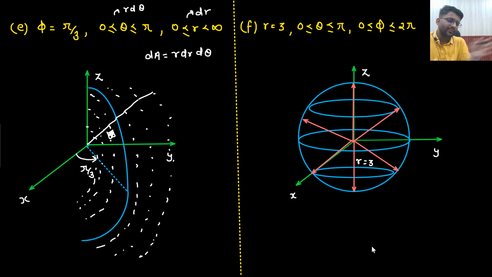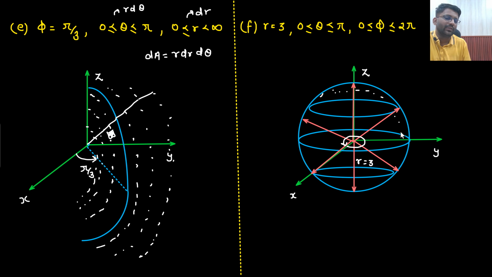But phi is varying. Here you can see phi varies from 0 to 2 pi completely, and theta also varies from 0 to pi completely. So this will be a hollow sphere. Basically, it will be the surface of the sphere. Hollow sphere means I am talking about the surface of the sphere.